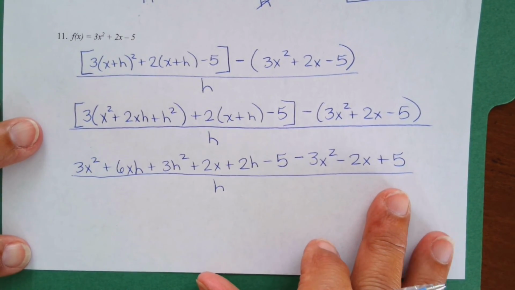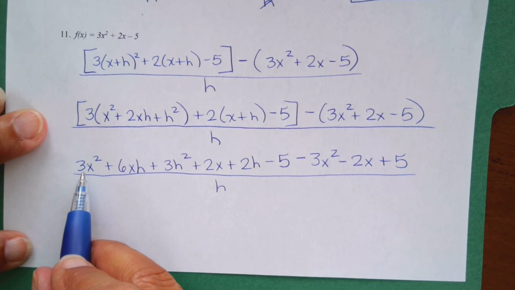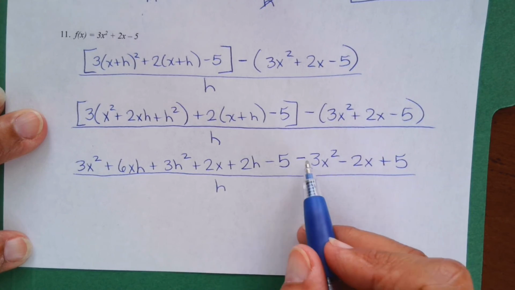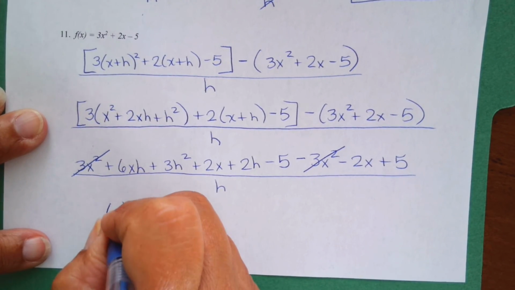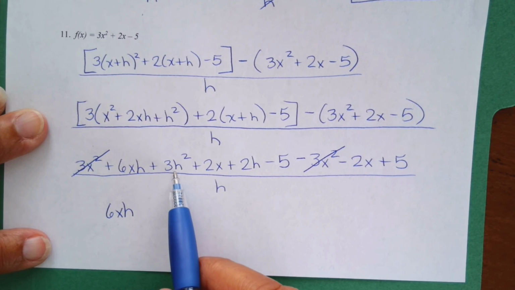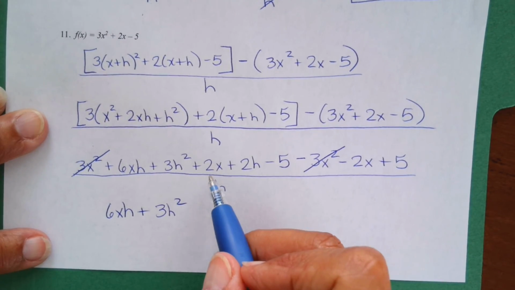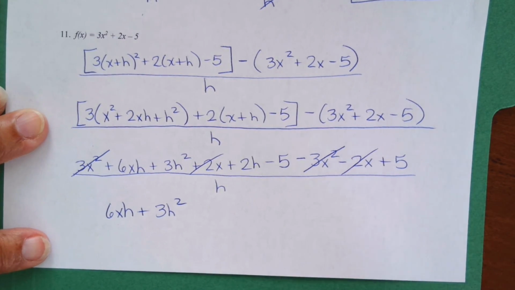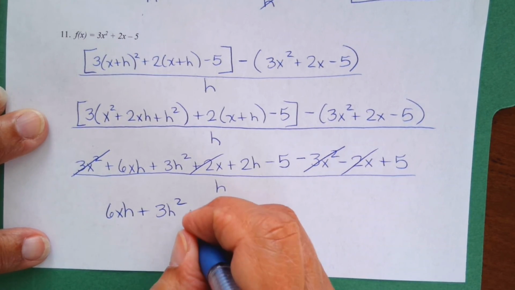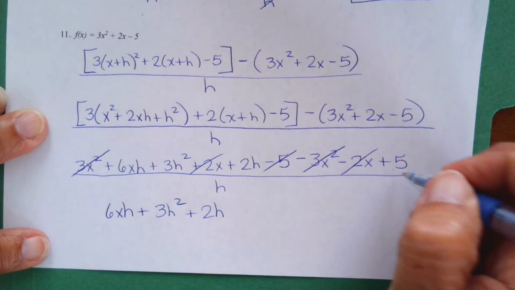All right, so now we're going to see what we can add together, see what cancels out. So let's look at 3x squared. Are there any other x squared terms? Yes, there is, and it's the same but the opposite sign, so those are 0. I've got a 6xh, and I don't have any other xh terms, so 6xh. I have a 3h squared, no other h squared term. I've got a positive 2x, and over here I got a negative 2x. They're going away. 0. I have a positive 2h, no other h term. And then I have a -5 and a positive 5, which will cancel out.